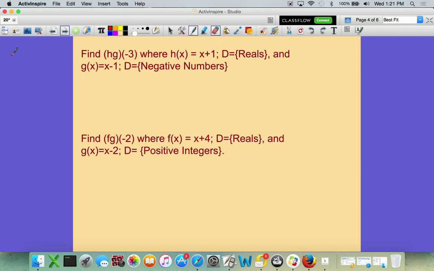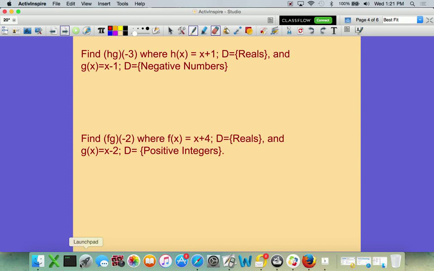Next one. Find h of g of -3, where h of x works for all real numbers. G of x only works for negative numbers though. So we do have to check this. Is -3 a real number? Yes. Is -3 a negative number? Yes it is, so we can do this.